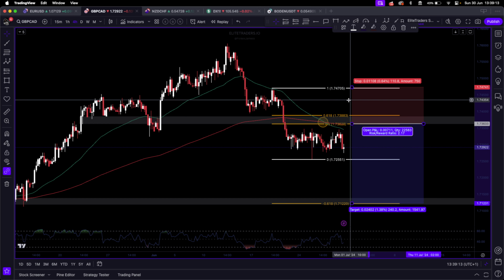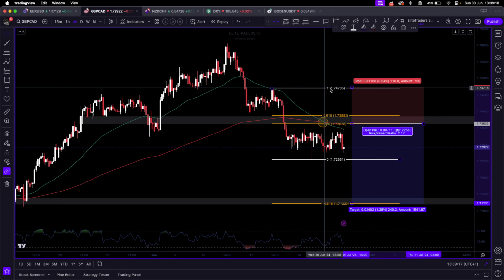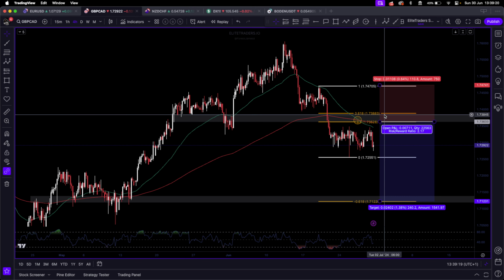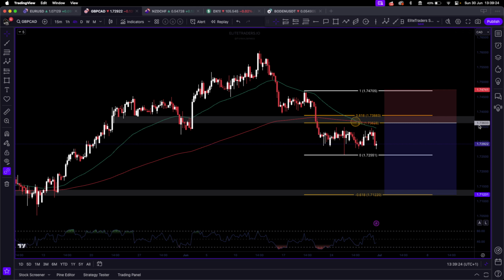In terms of stops, there's not really a clear place other than at these previous highs up here. So we would be having to take a more long-term position on this one if we wanted to get in. But I'm quite happy to do that.